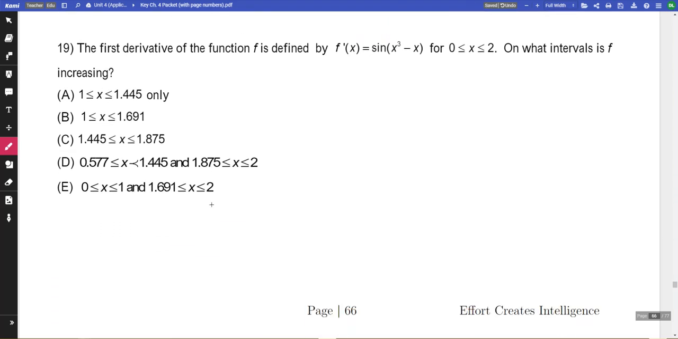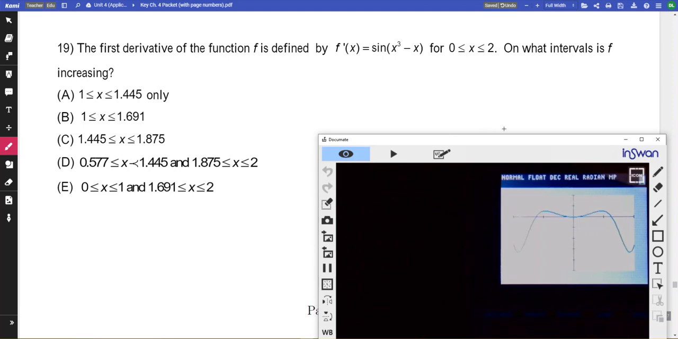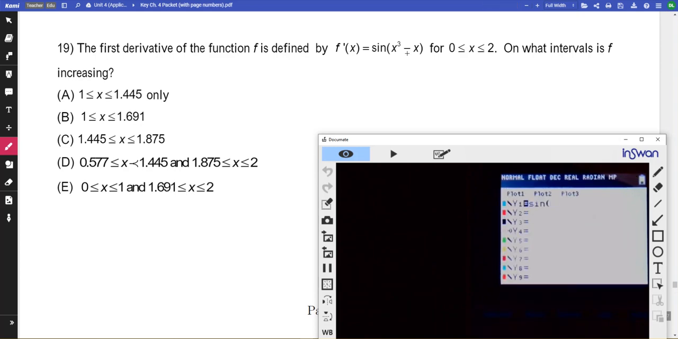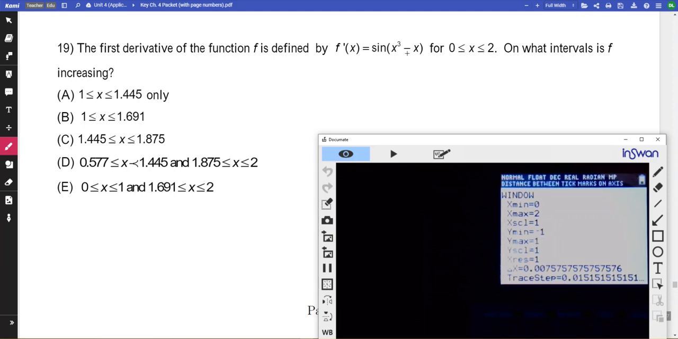And then our last question here with number 19. All right, once again, let's look at our calculator. F prime, we'll go to y equals, clear this out. If we're working with trigonometry, make sure we're in radian mode. Y equals, and we have the sine function of x raised to the third power minus x. And we are looking between 0 and 2. So let's adjust my window to be between 0 and 2. And my y minimum -1, my y maximum 1, because I know the limitations of my sine function. And in fact, maybe I say from -1.5 to +1.5, just to be sure I can see everything.